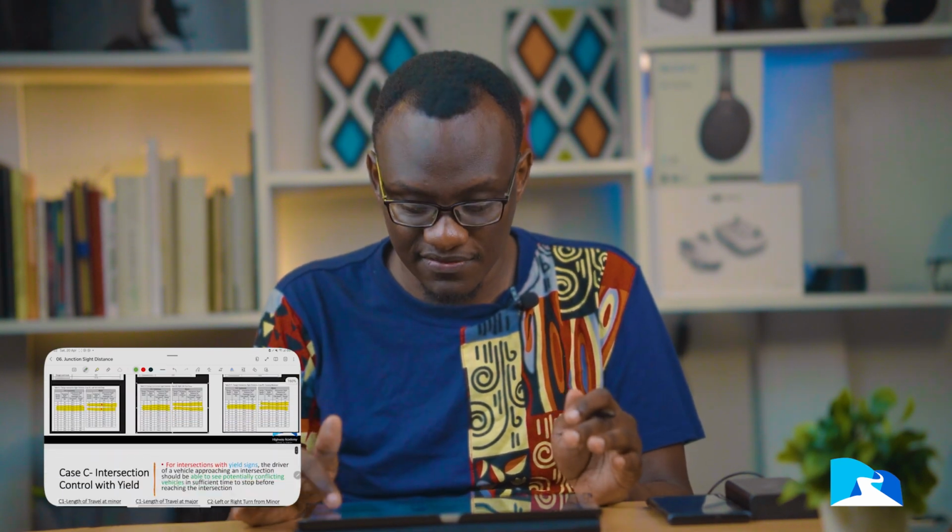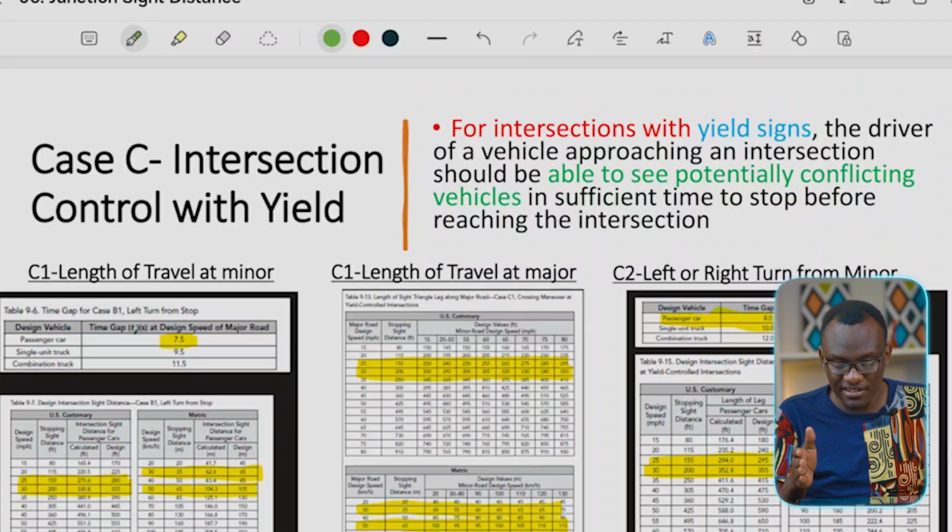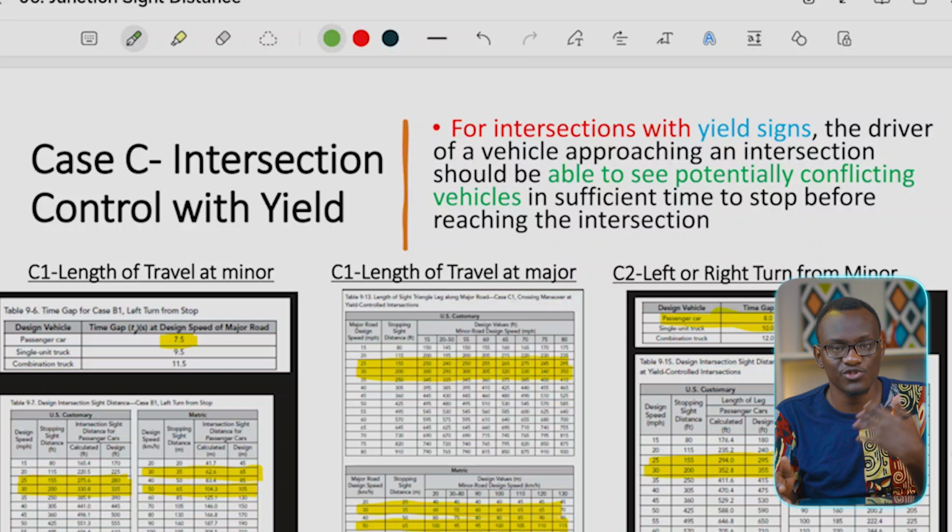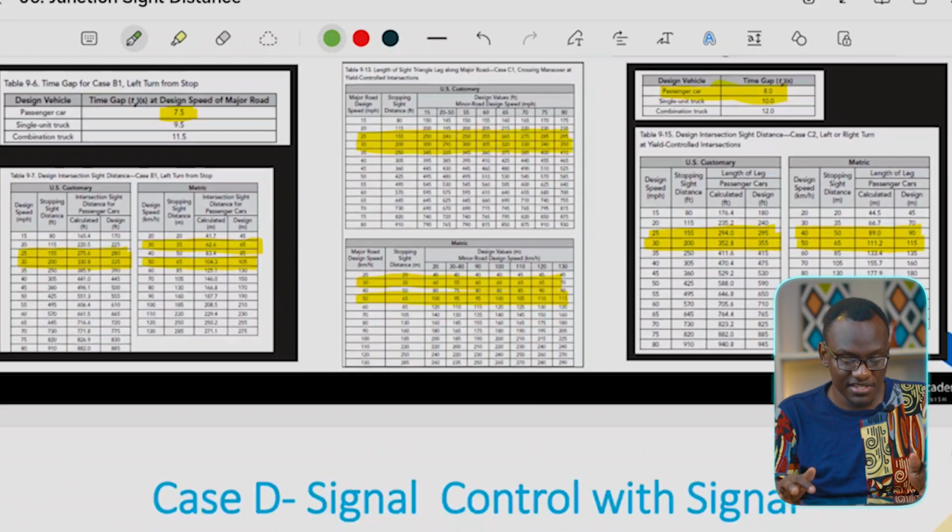This is case B. Now, case C is where you have a yield sign. And again, these are the same. These are just values to help you understand. If you understand how we move C1, C2, C3, this is the case with a yield sign.